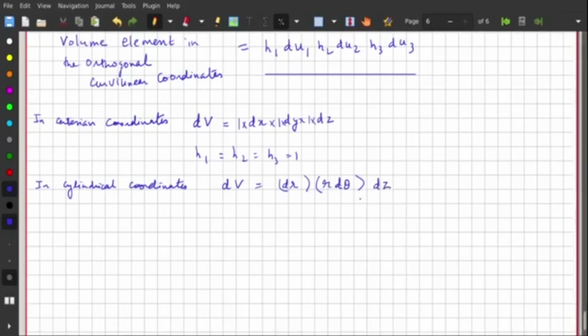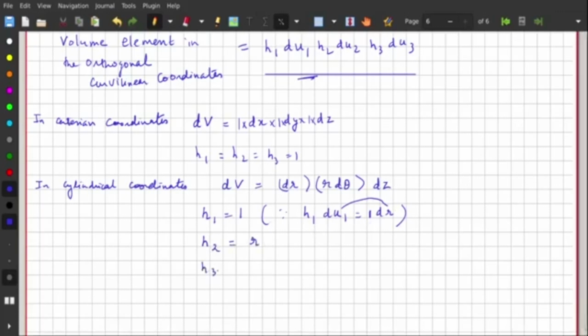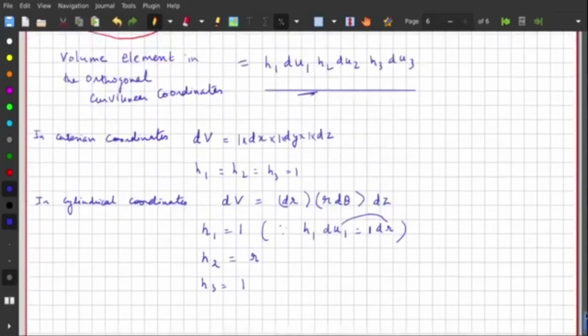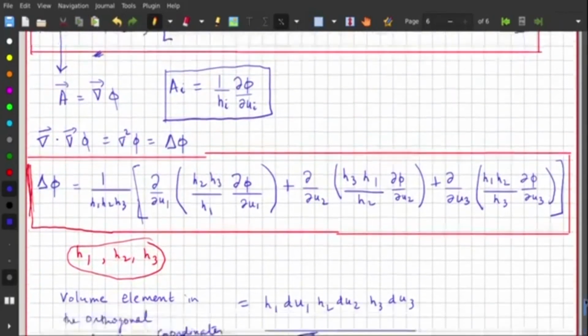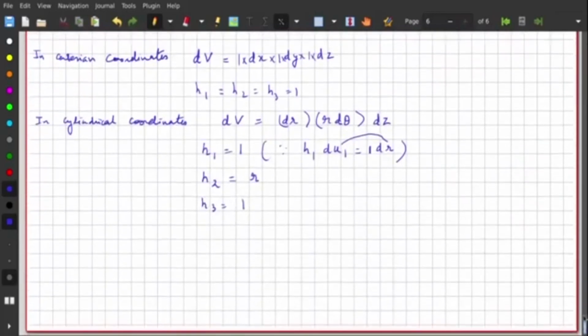Okay, and if we compare this now with this expression, we will see that h1 is 1, since h1 du1 is basically dr, where we recognize u1 is r, and the factor that sits in front of dr is 1. Similarly, h2 is r and h3 is 1. So if we use the values of h1, h2, h3 in these two expressions, we will get the appropriate expression for the divergence as well as the Laplacian.